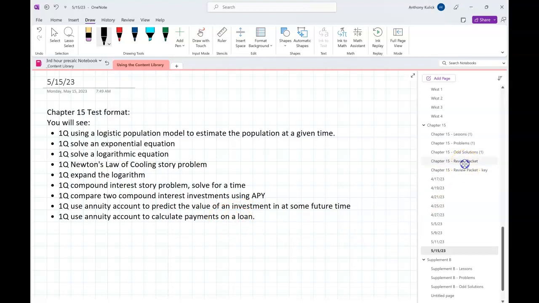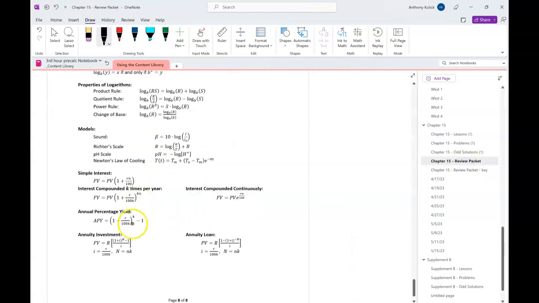So remember, there's two versions of that, right? There's the loan one, and then the investment.